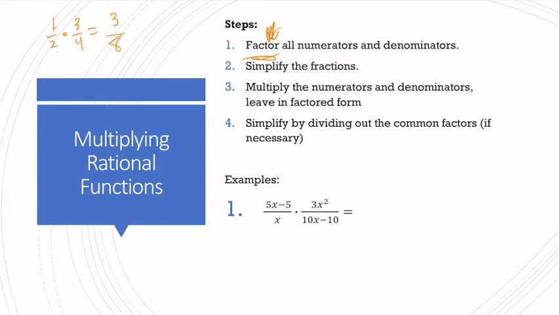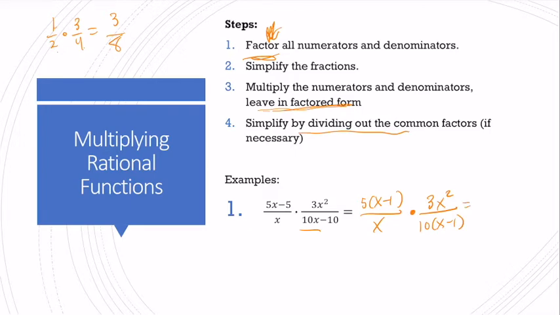But the first thing we have to do is factor. Then we're going to simplify our fractions if we can. We want to multiply the numerators and denominators and leave them in factored form. This is going to be easier for us to work with. And then we can simplify by dividing out the common factors if necessary. So I have 5 times x minus 1 over x times 3x squared over 10x minus 10. That's 10 times x minus 1.